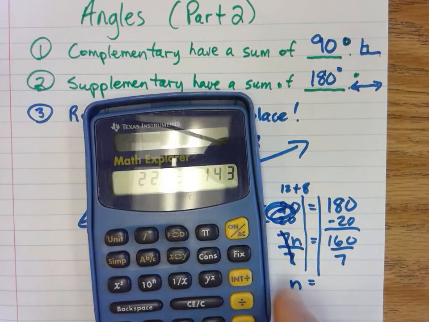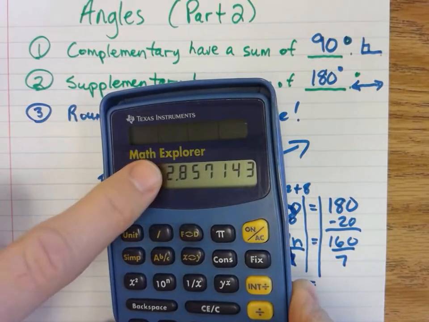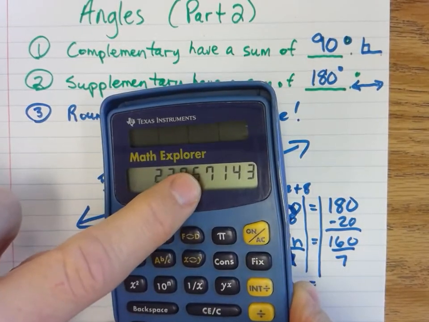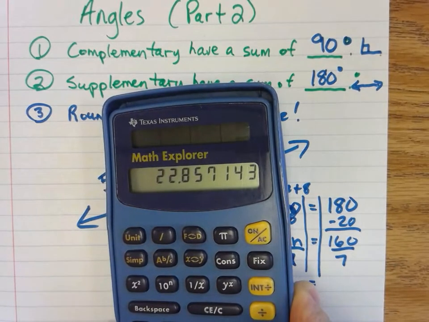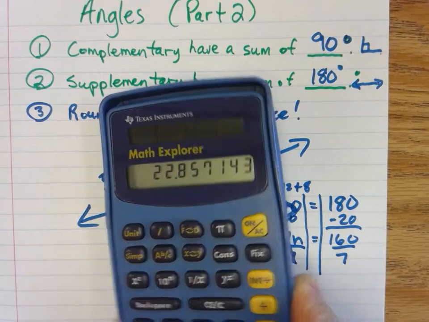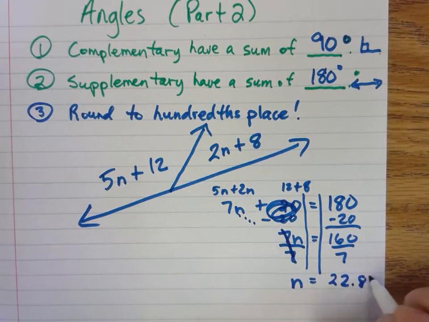And we're going to go to the hundredths place. I don't know if you can see that very well or not, so I'll turn a little bit. So that is 22.857. Since there is a 7 right there, that means I got to round that up to a 6. So to the hundredths place, that would be 22 and 86 hundredths.